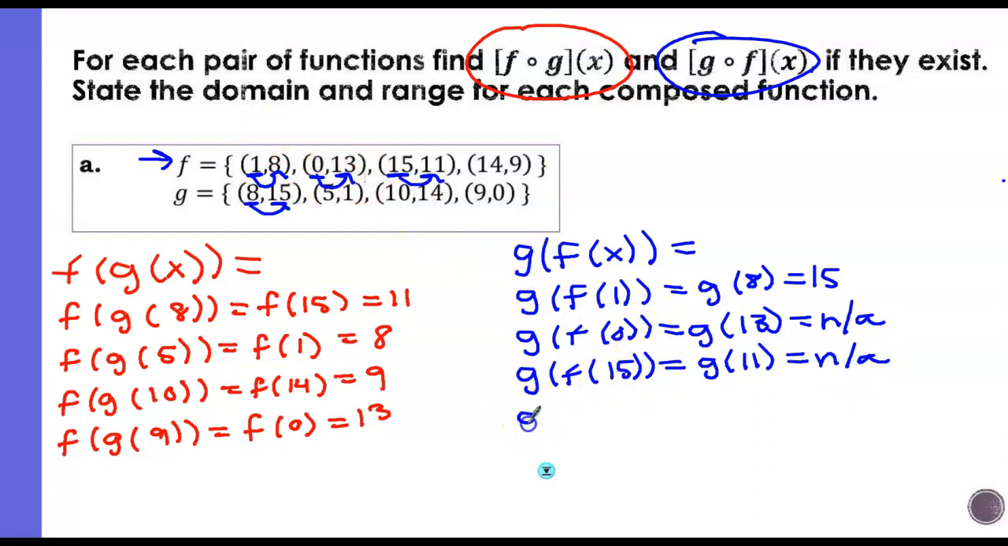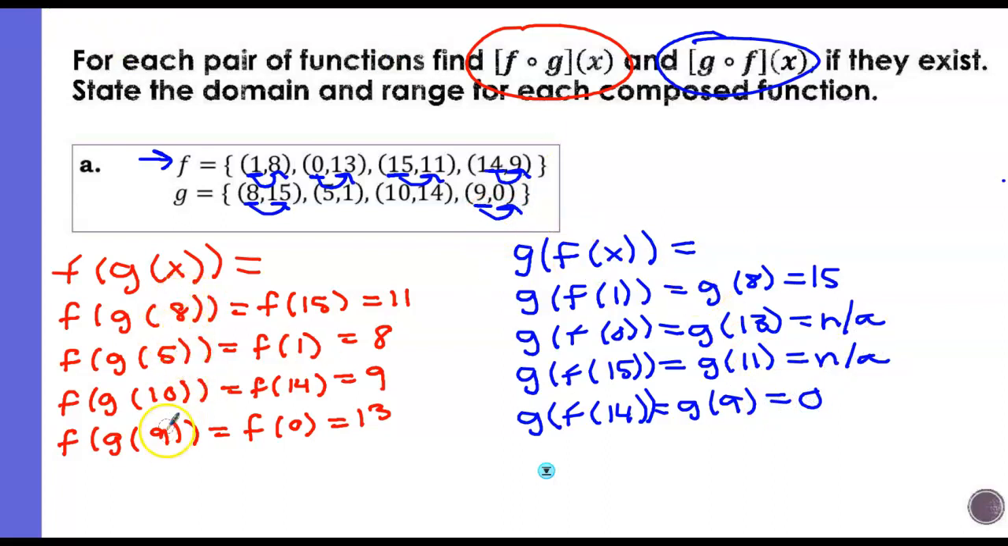And then finally, g of f of 14. F of 14 would give me 9. So I'm looking for g of 9, which is 0.